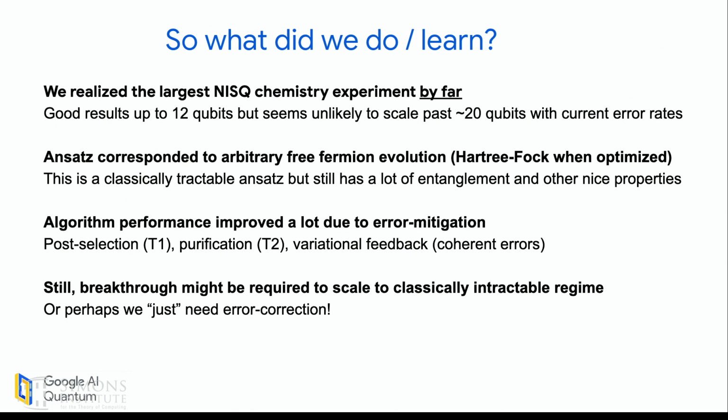So it's one that, independently of this experiment, we think we'd want to be able to do quite well. We did see the algorithm performance improve quite a lot due to error mitigation procedures, such as post-selection, purification on the RDM, and variational feedback. But like I say, I think we still have a long way to go before we're doing anything classically intractable in the NISQ regime. Or perhaps we're just going to need to wait for error correction, which is a possibility as well.